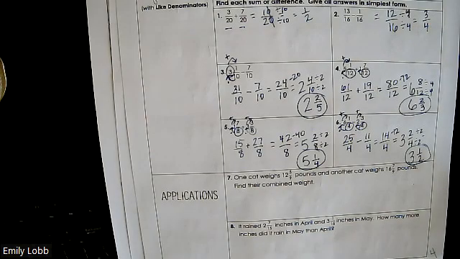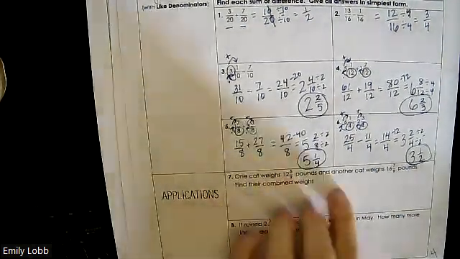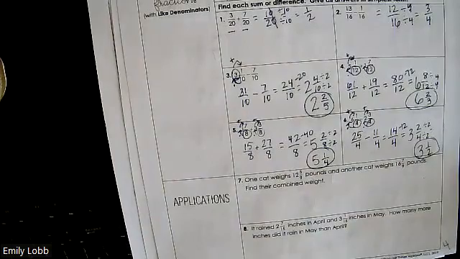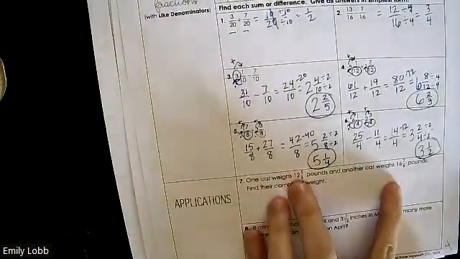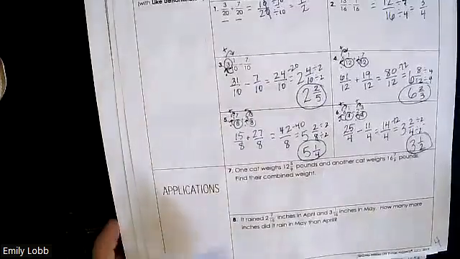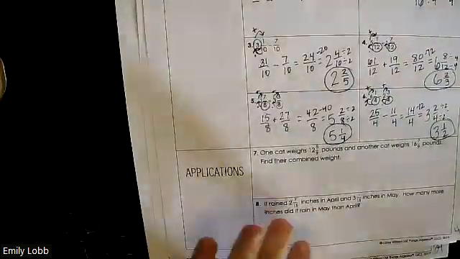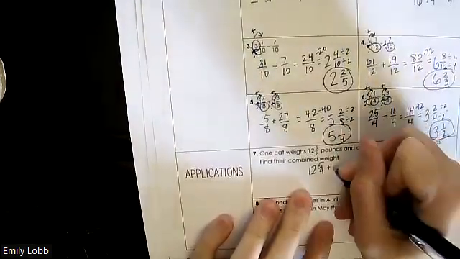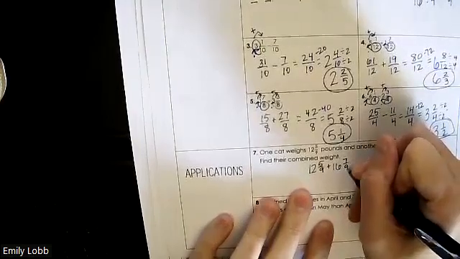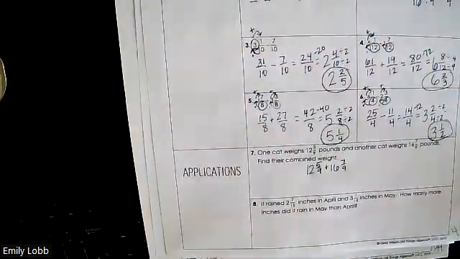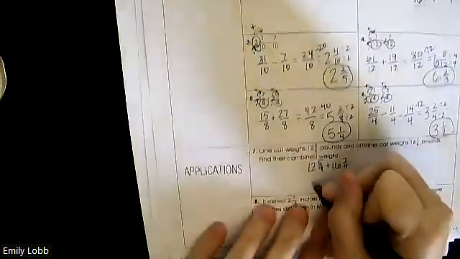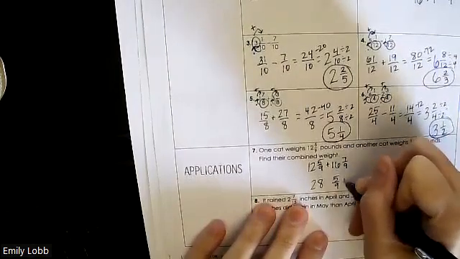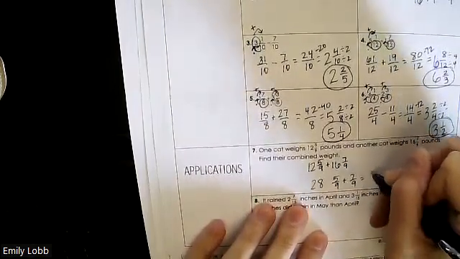All right, here's some applications. One cat weighs this much, another cat weighs this much. Find their combined weights. Can we do this one a little differently? If we're adding them, if we have 12 5/9 plus 16 7/9, can we first add the 12 and the 16? Would that make sense? 28, right? Which means we have 5/9 plus 7/9, which is what?